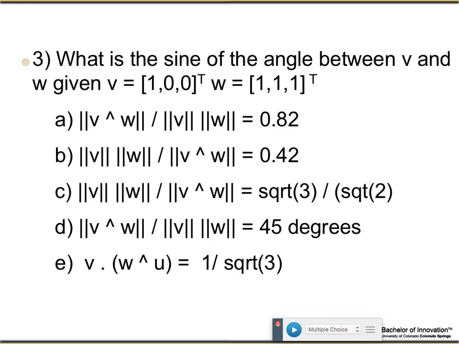Okay, another clicker question from the journal. We've already done one like this, so you should be able to do this one on your own.